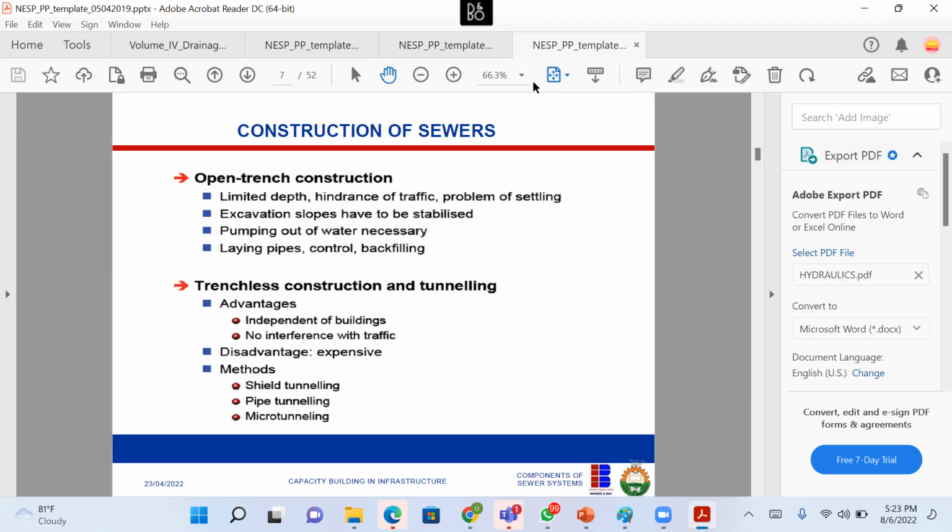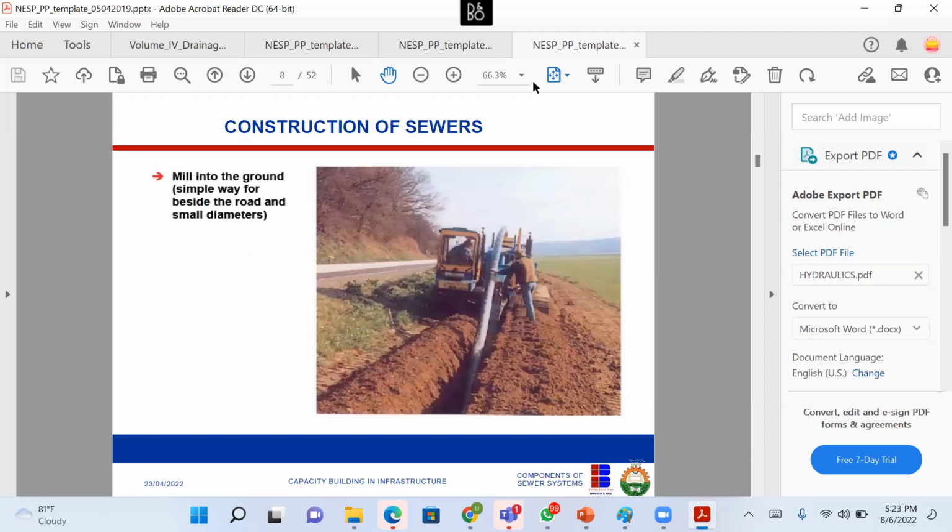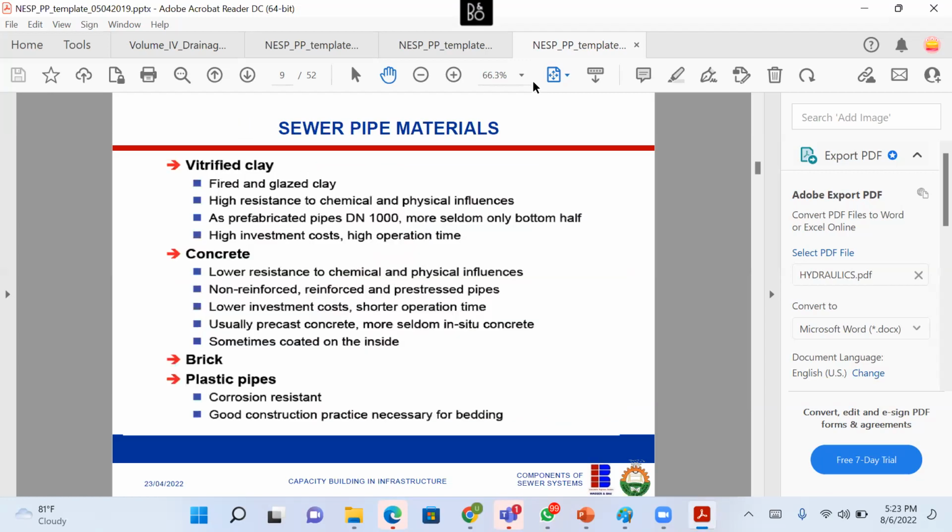We really understand it. So this is milling into the ground. This is only used for small diameter pipes. So there are different sewer pipe materials. You can use clay, concrete, bricks, and plastic pipes. Plastic pipes are good because they are corrosion resistant, and you can apply good construction practice. Then you have other things about the pipe materials there.